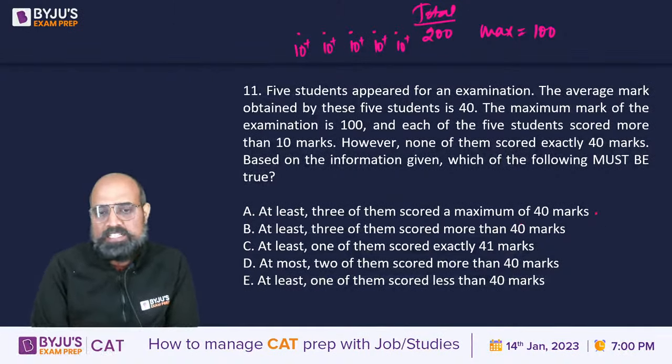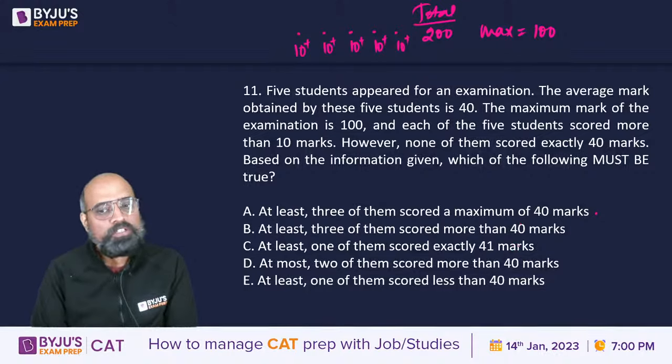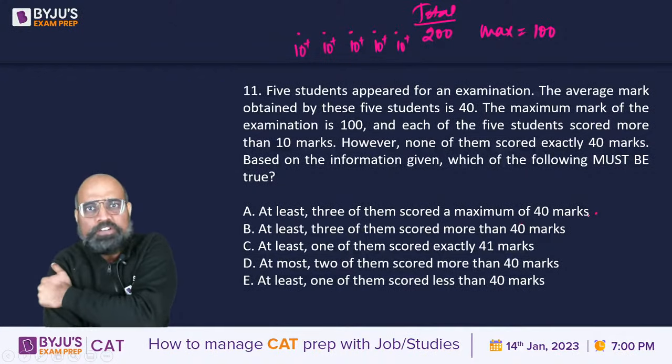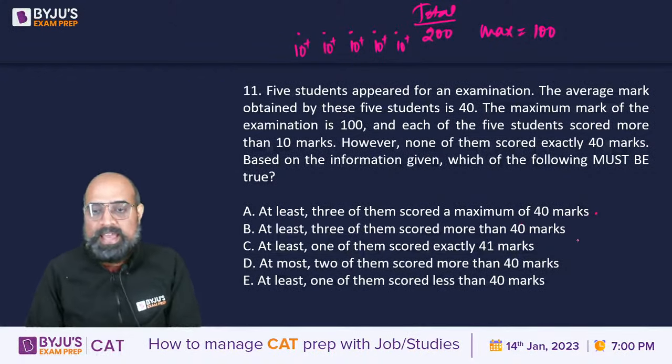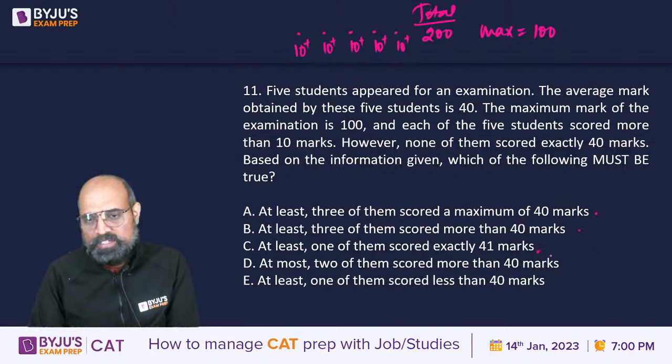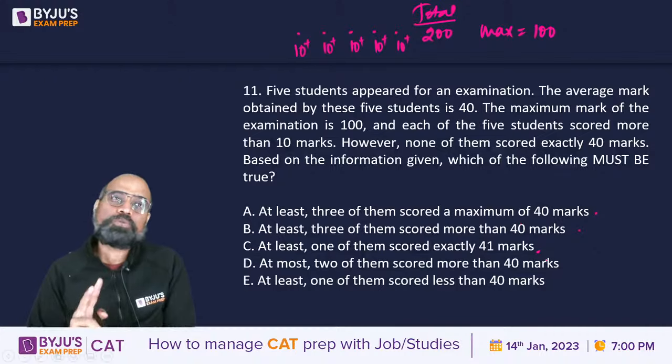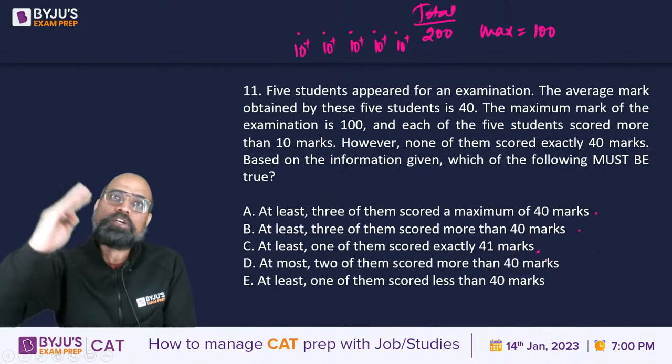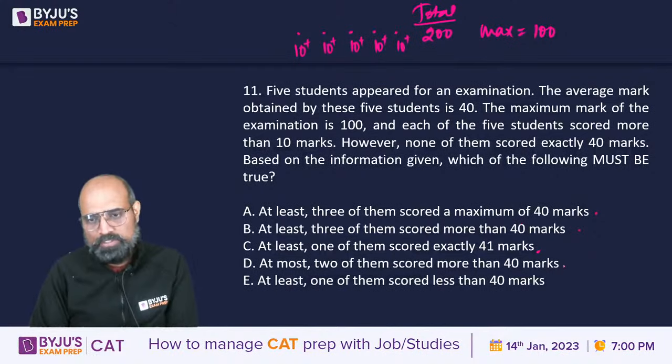Okay. At least 3 of them scored more than 40 marks. This is also possible. Because if 3 of them scored a maximum of 40 marks, they could also have scored more than 40 marks, maybe even 41. Maybe, don't know. At least one of them scored exactly 41. This is not true. I mean, this is not necessarily true. Don't know. At most 2 of them scored more than 40 marks. At most 2 of them. That means it can only be 2. Why? We can have 3 also, no?